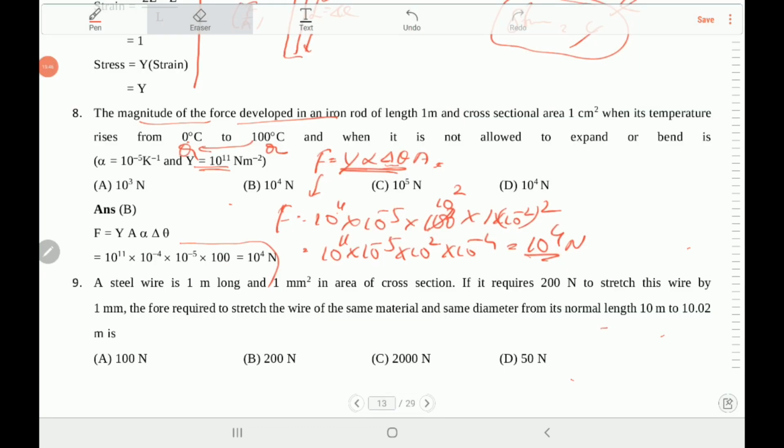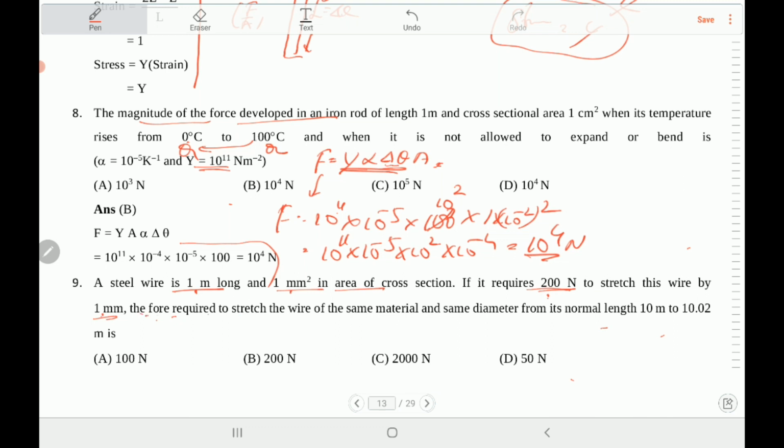The students move on. Steel wire of 1 meter long. Initial length L is given. L is 1 meter and 1 mm square area A is given. If it requires 200 Newton force to stretch the wire by 1 mm. See, he has given delta L, area and force required. The force required, next you continue from the second line.